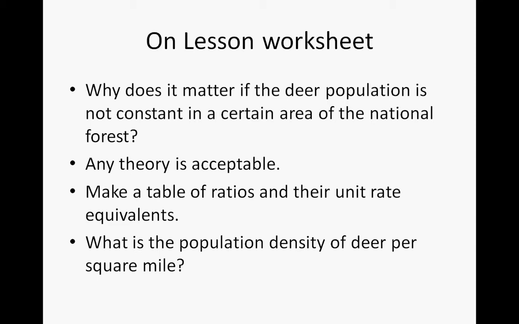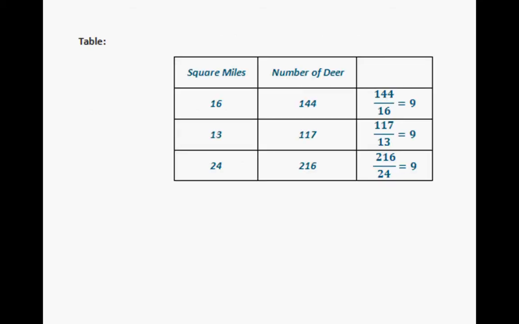All right, so what is the population density of deer per square mile? That should be the same as your unit rate. Your table should look something like this. So square miles, the number of deer, or the number of deer and the square miles. It doesn't matter in that particular instance what the order is, but then your third column should show the unit rate. So since we want to know how many deer per square mile, it would be set up like this: 144 over 16, 117 over 13, and 216 over 24.